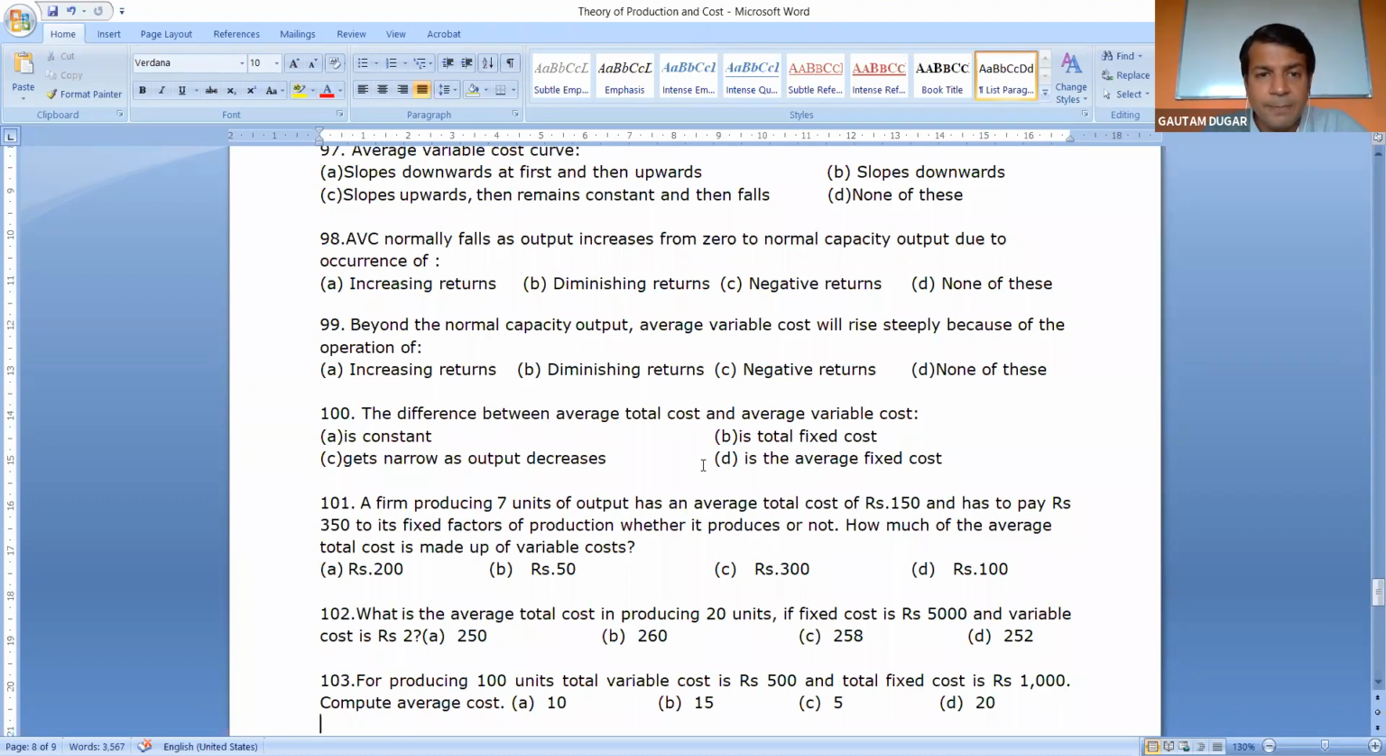That's the right answer. 99. Beyond the normal capacity of output, AVC will rise steeply because of operation of negative returns. 99 is answer C. I said it falls because of increasing returns. It increases because of the negative returns, the third stage. So 99, the answer is C.